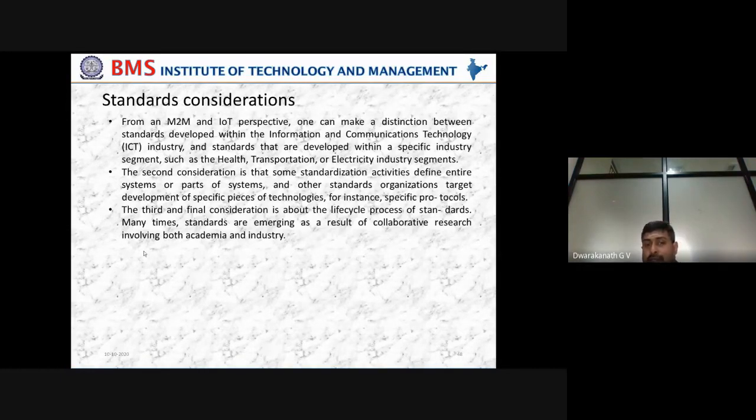The third and final consideration is the life cycle process of standards. Many times standards emerge as a result of collaborative research involving both academia and industry. We are also a part of this academia and industry. People always think, I want a degree or a certificate, and afterwards I will go to industry, and it will be different. No, don't think like that. Academia and industry will always be together.